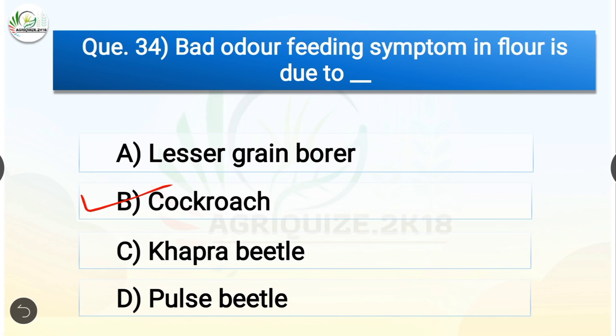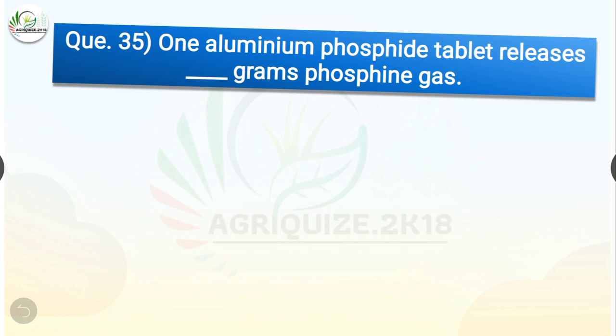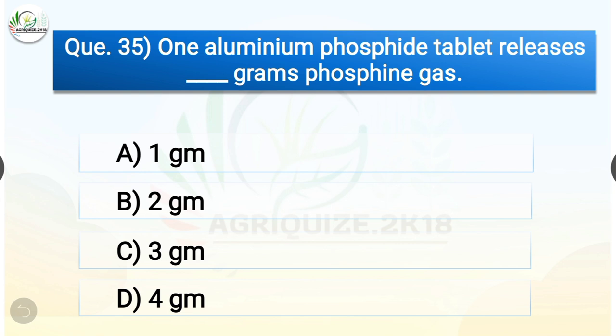Question number 35. One aluminium phosphide tablet releases dash grams phosphine gas. The options are 1 gram, 2 gram, 3 gram, or 4 gram. The correct answer is option A, 1 gram. So one aluminium phosphide tablet releases 1 gram of phosphine gas.